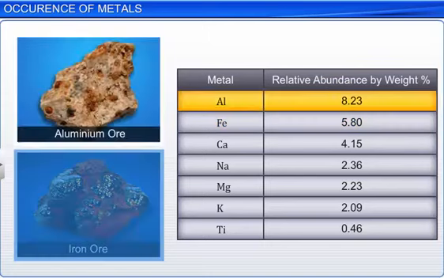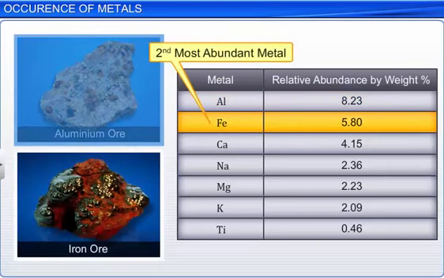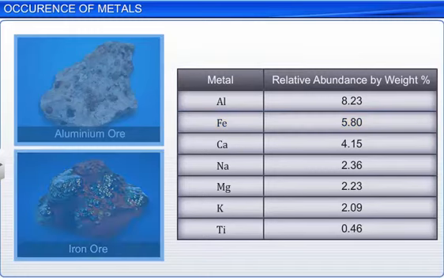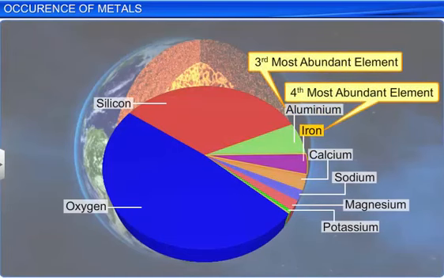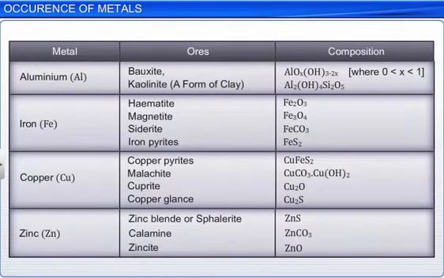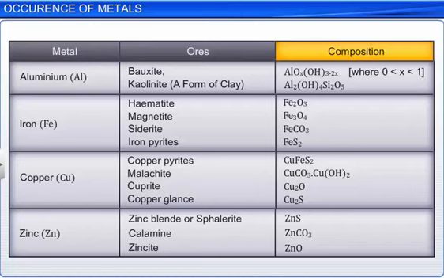Thus, aluminium is the most abundant metal and iron the second most abundant metal by weight in the Earth's crust. Also, aluminium is the third most abundant element and iron the fourth most abundant element by weight of the Earth's crust. The table here lists the principal ores of some important metals and their composition.